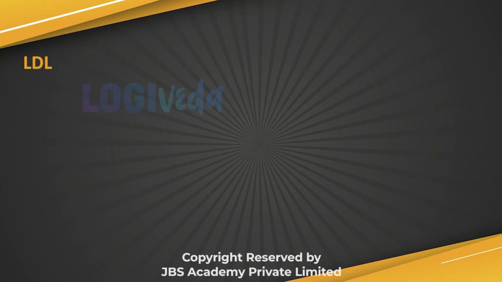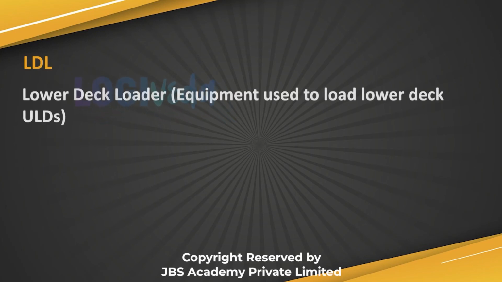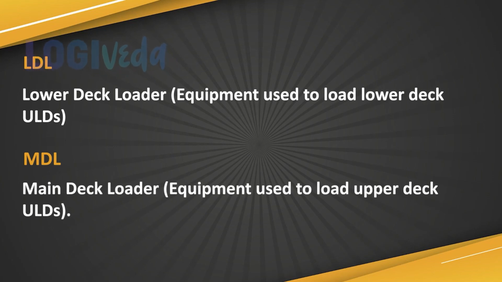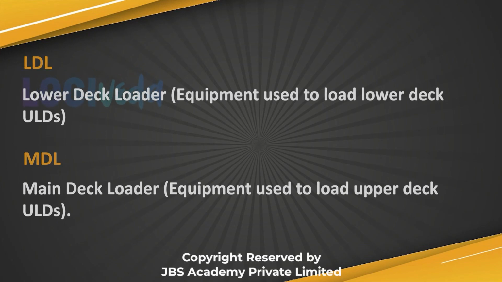LDL, lower deck loader. This is the equipment which is used on the aircraft while loading the lower deck pallets or containers into the aircraft. MDL, this is the equipment which is used to load the upper deck ULDs from the ground to the main deck, also known as main deck loader.